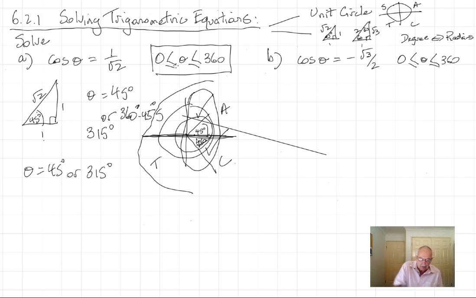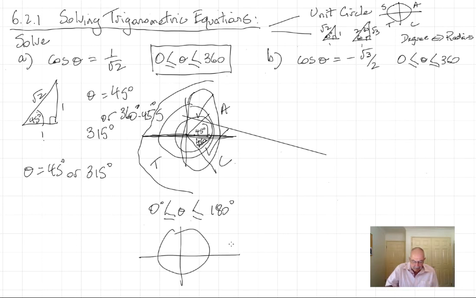Now that's because theta has got to lie between 0 and 360. If I said theta lies between 0 and 180, you'll only get one answer. So all we're interested in is this region here, and there is only one quadrant where cos is positive, and that's in this quadrant here. The other one is down here, which is not between 0 and 180. So you would only get one answer in that quadrant, so you'd get theta equals 45 degrees.